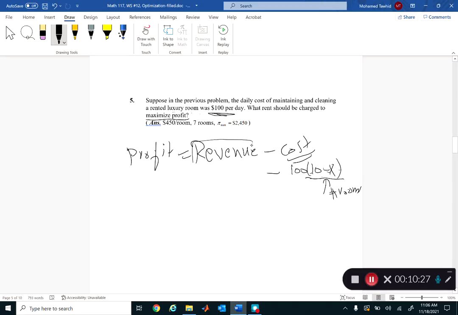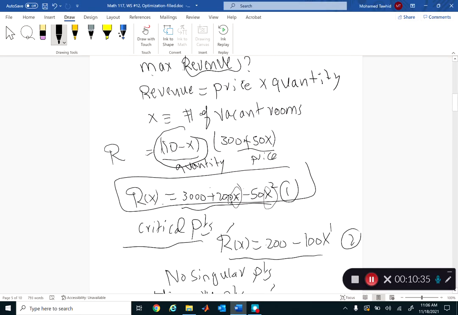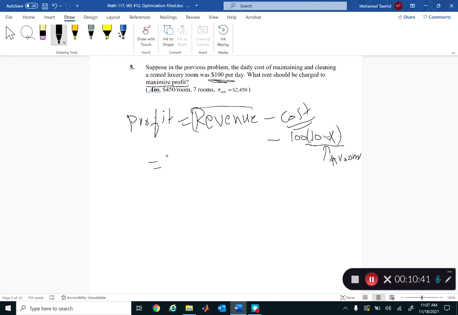What is the revenue here? That comes from equation 1. What is equation 1? Let us look up here. I'm going to use the same equation number 1, which is 3,200x minus 50x squared. I just copy it from above: 3,000 plus 200x minus 50x squared, and that is our revenue, right? And that is minus the total cost, which is 100 multiplied by the number of rooms, which is 10 minus x. Now I just go ahead and simplify.